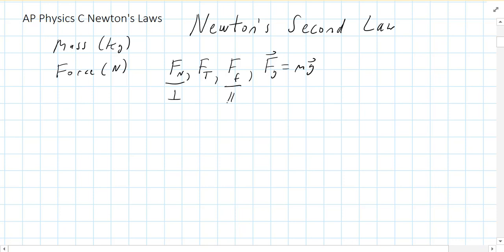Now, Newton's first law says things want to go in a straight line at a constant speed unless acted upon by a net external force. So it's important to understand things want to go in a straight line at a constant speed. By the way, at rest is just a special case of a constant speed. It's a constant speed of zero. So Newton's second law is the unless part of Newton's first law.